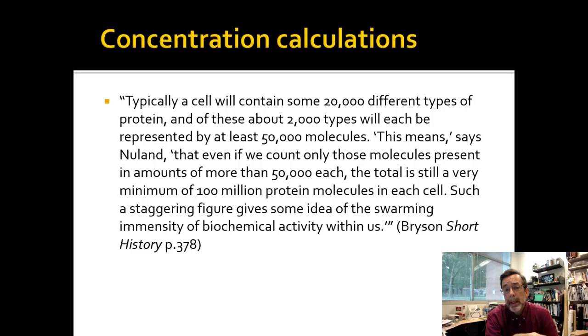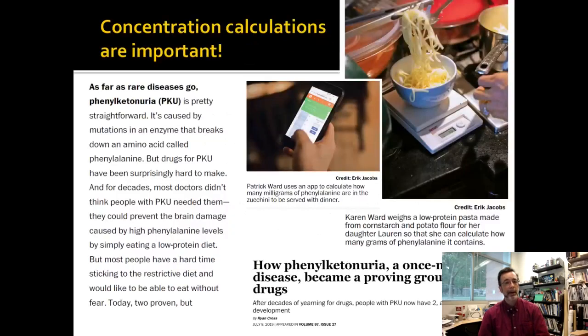Typically, a cell will contain 20,000 different types of protein. Of these, about 2,000 types will be represented by at least 50,000 molecules. That means that even if we only count the molecules that we have more than 50,000 of them each, the total is a minimum of 50,000 times 2,000, which is 100 million protein molecules in each cell. That gives you an idea of the swarming immensity of biochemical activity within us. We're putting numbers on that, we're getting structures on that, we're telling something about where the atoms actually are.